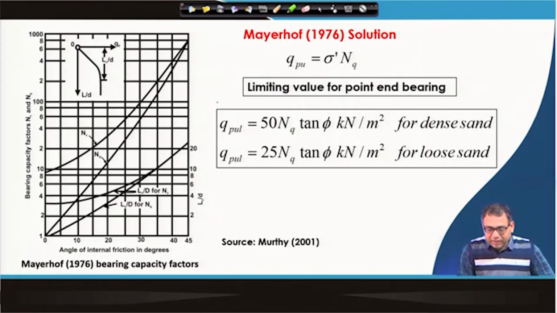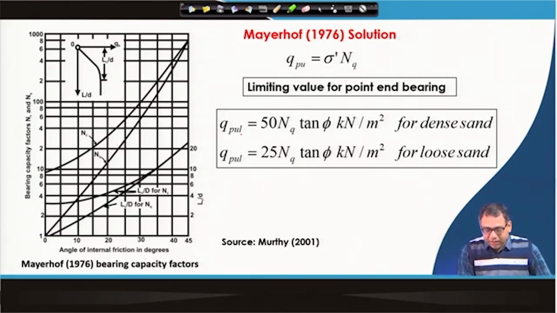Similarly, there is another expression given by Meyerhof. The expression is the same, but we get this N_q value by using this chart, where again we have the friction angle and the corresponding N_q. The y axis on the left side is for the bearing capacity factor and the right side is for the critical length by D. Now, what is critical length? I will discuss this critical length part later on, but here from this chart I will get the N_q, and I will put it here. But like the previous method, here also we have to give some limiting value.